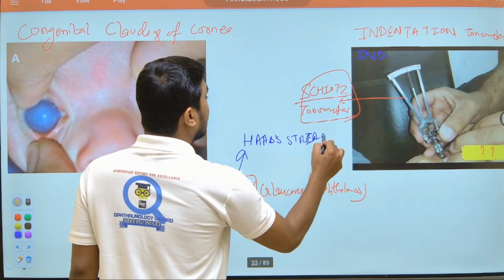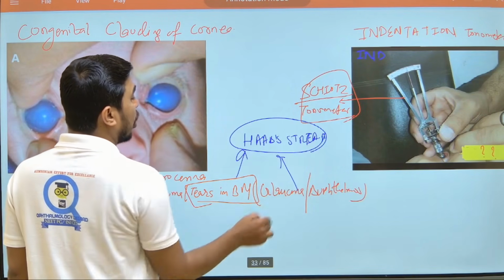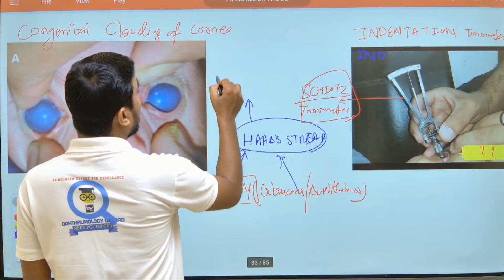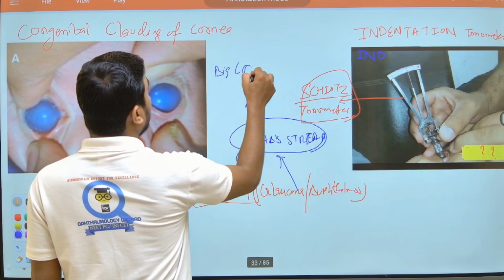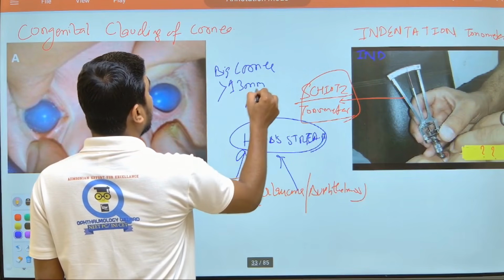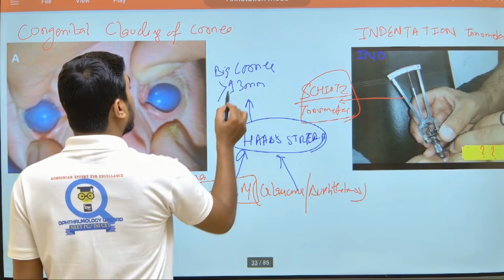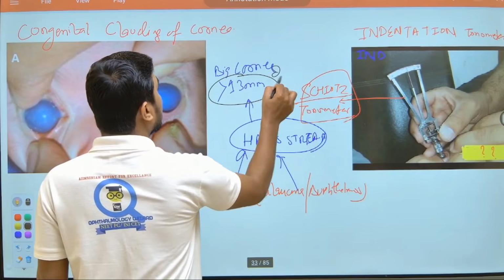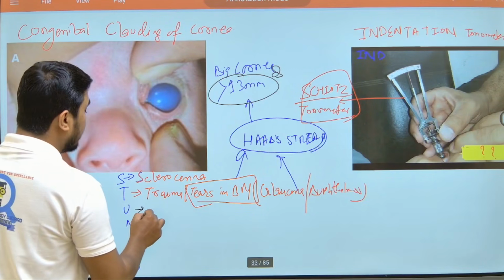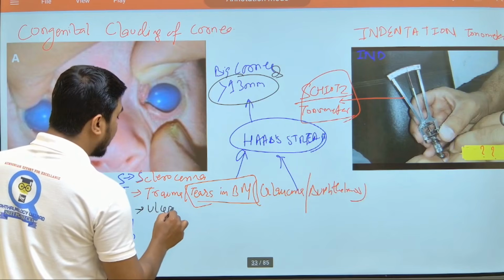So to diagnose this congenital glaucoma, you need to have a big cornea. How big? More than 13 millimeters. Okay, more than 13 millimeters. It's a very important MCQ. Understood? Coming to U. U means ulceration.